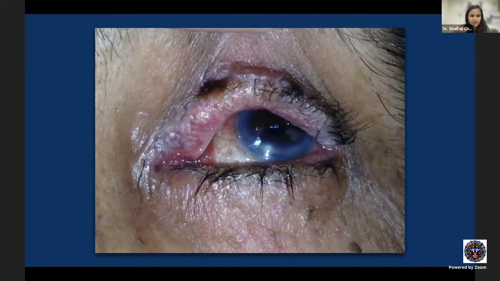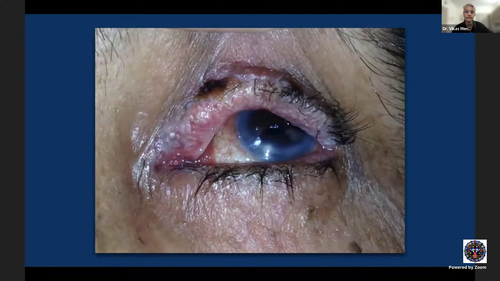So outside, if we evert, there's a diffuse involvement of the eyelid from the medial canthus to the lateral canthus, and the eyelid marginal architecture is totally distorted. A significant loss of cilia. So a lot of red flags over there in our patient.